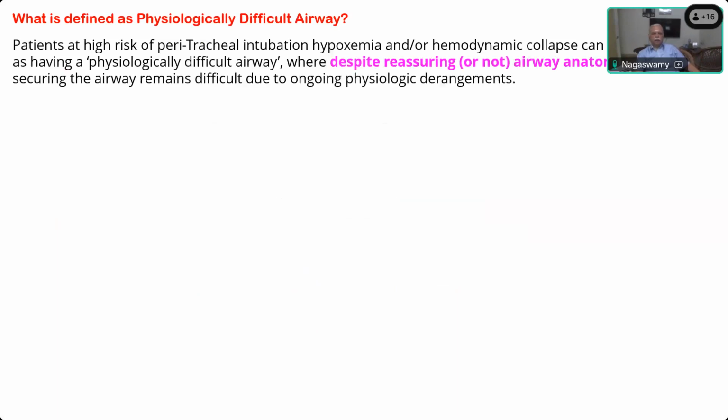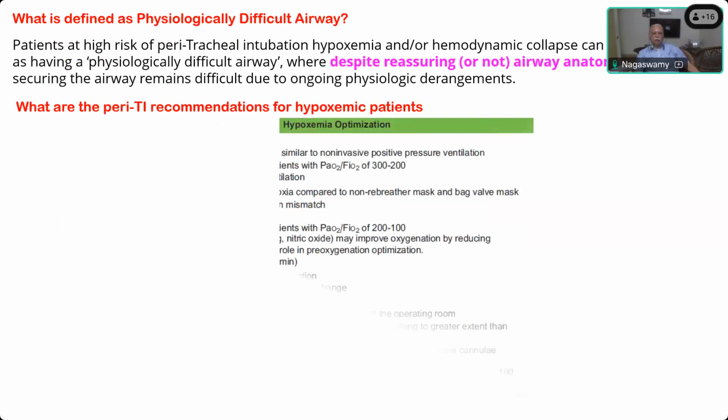A patient at risk of peri-intubation hypoxemia or hemodynamic collapse can be thought of as having a physiologically difficult airway. That is, despite a reassuring airway, one which can be easily intubated, and despite the fact that you are able to easily intubate and achieve control over the airway, if the patient still becomes hypoxemic, they call this a physiologically difficult airway because of ongoing physiological derangement. So what are the peri-intubation recommendations for hypoxemic patients?